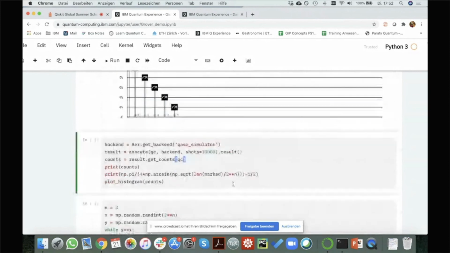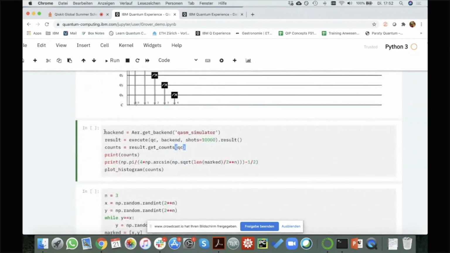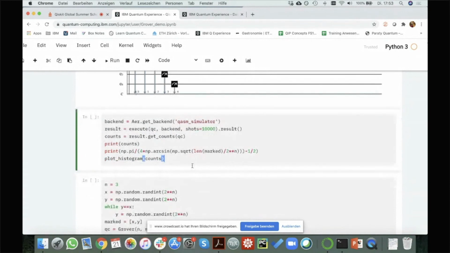Now let's see what happens if we run it on our simulator. We again choose as backend, just as we did with the Deutsch-Jozsa algorithm, the QASM simulator, before doing it on an actual device. Then we run the whole thing by using the execute command. We execute the quantum circuit that we just constructed using our simulator as backend and with 10,000 shots. You will see in a second why I'm using 10,000 shots here, because then I'm getting the results and the counts, and as before, I plot the counts in a histogram. So let's run that and see what happens.